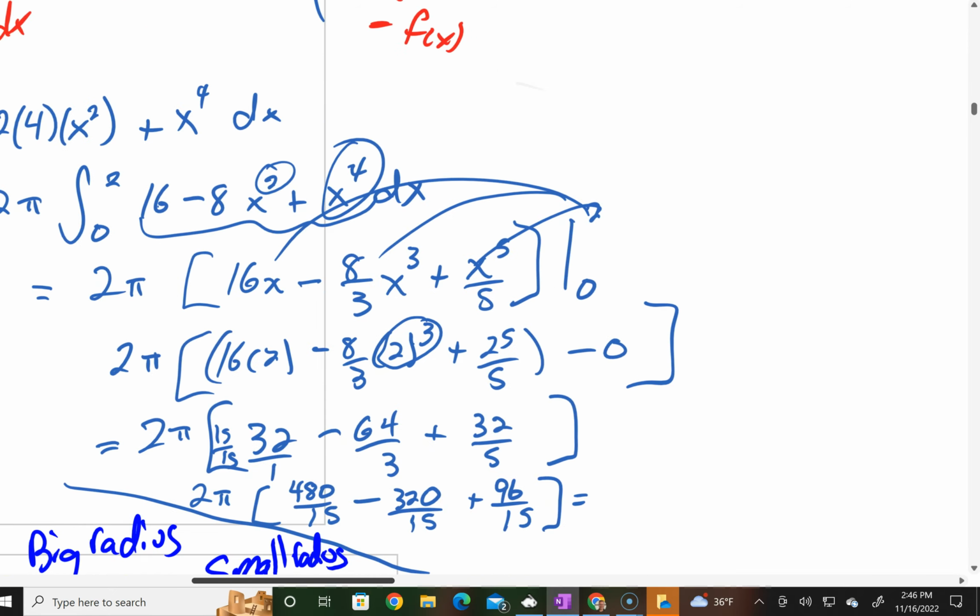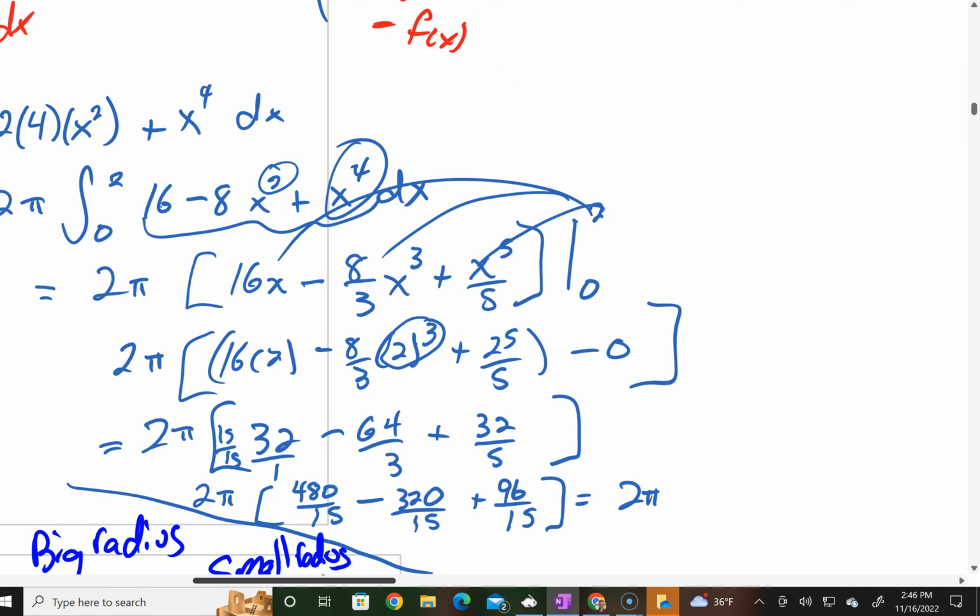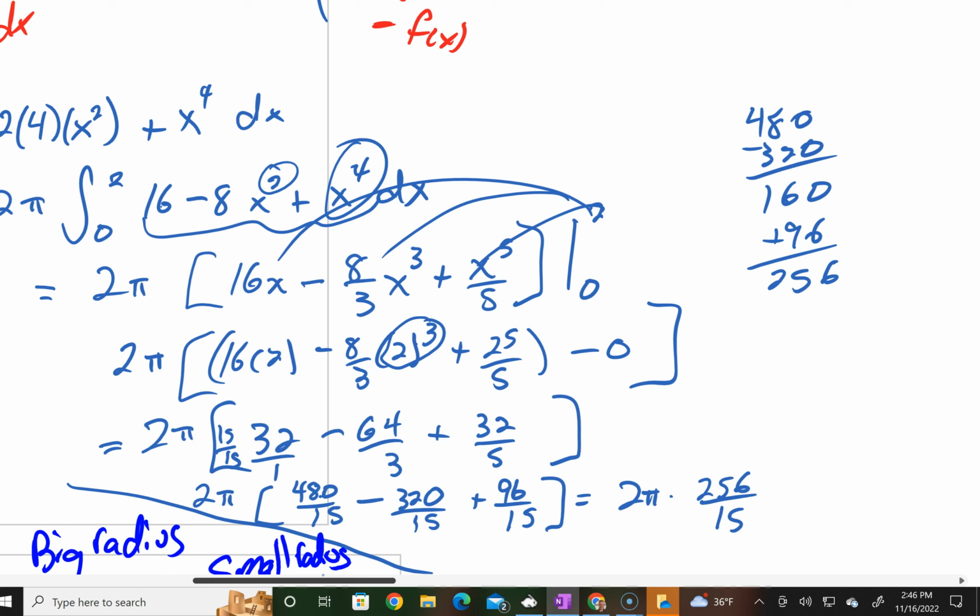And then you just have to finish this all up. 480 minus 320. Well, I think we know what's happening there. That's 160. Then you add 96 to it. And you're at 256. So here's 256 all over 15. And when you double 256, you'll get what? 512, I guess. So this would be the exact volume that we have.